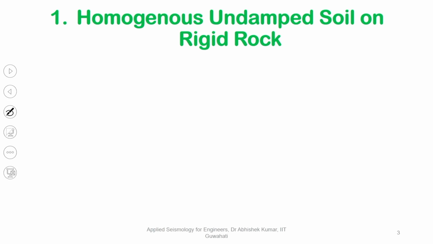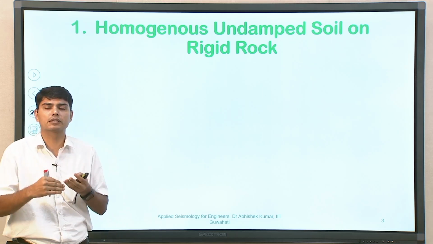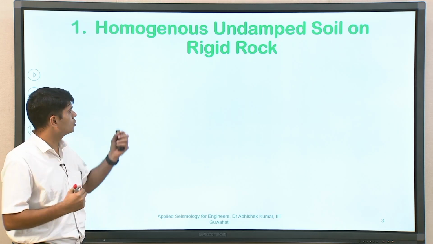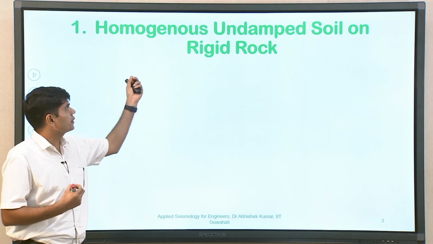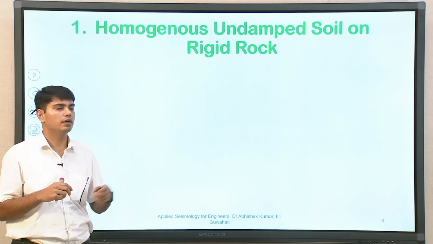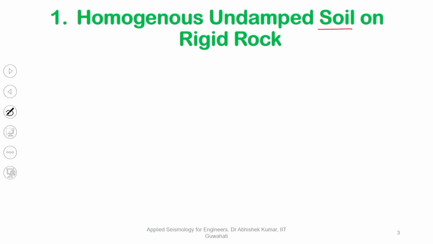homogeneous undamped soil. When we say homogeneous, so now onward when we discuss ground response analysis, we will be focusing primarily on two things. One is the characteristics of the medium which you will be using to quantify local site effect. Medium means soil medium, and secondly, the characteristics of the rock medium. Rock medium is the medium on which the incident wave is there.